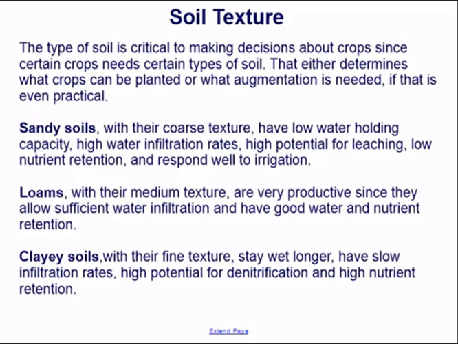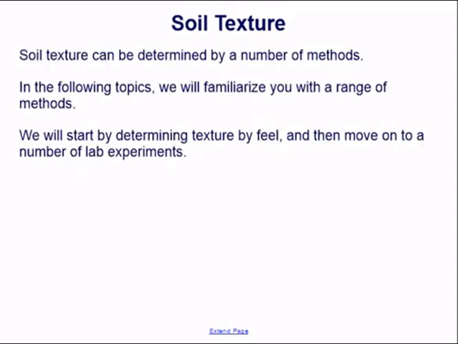Loams, with their medium texture, are very productive since they allow sufficient water infiltration and have good water and nutrient retention. Clayey soils, with their fine texture, stay wet longer, have slow infiltration rates, and a high potential for denitrification and high nutrient retention. Soil texture can be determined by a number of methods.